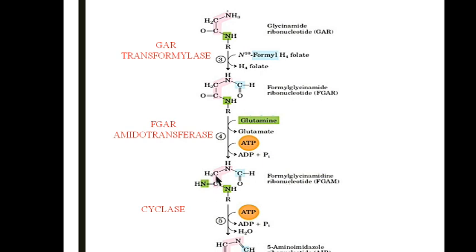Now let us look into the next step. What is the important difference between step 4 and step 5? Here the ring is still open, but here you can see that ring closure takes place. This is with the help of an enzyme called cyclase. This is an important step wherein there is a ring closure. Again, it is an ATP requiring, energy requiring reaction for the closure of the ring. Thus, we get a product called amino imidazole ribonucleotide, that is AIR.